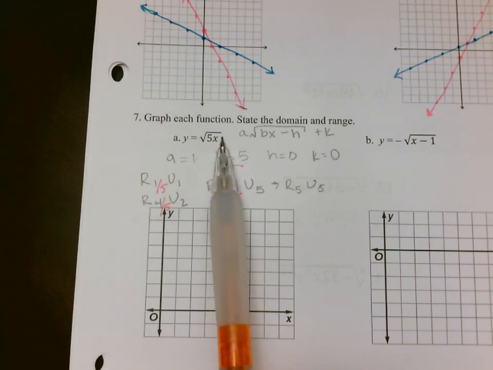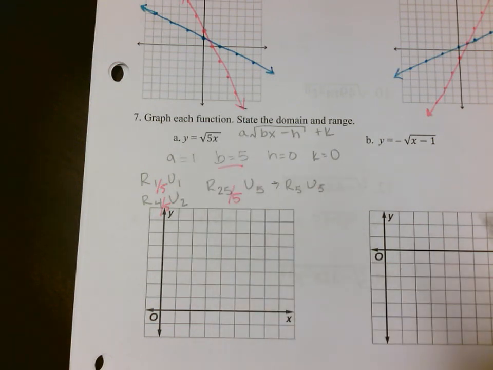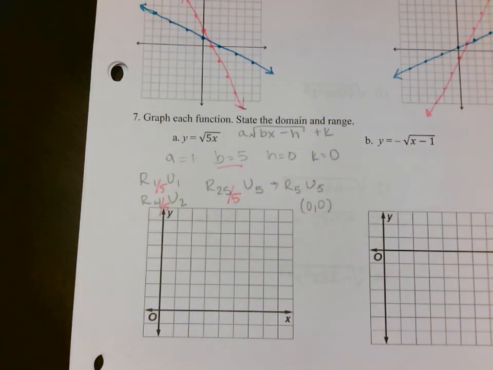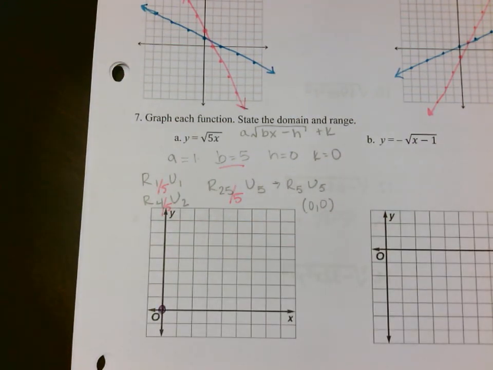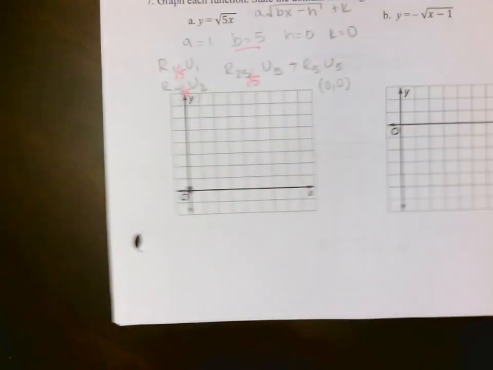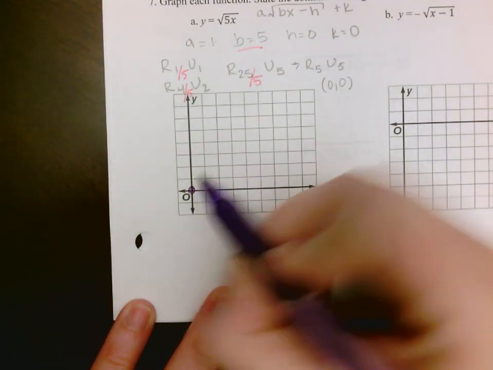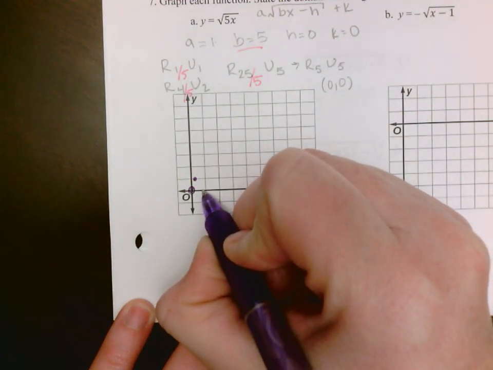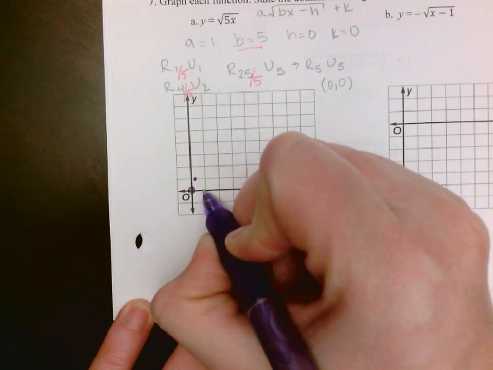For h and k, there's nothing being added to x, and nothing outside the radical, so I know k is 0. So my starting point is 0, 0. So 0, 0 is right here. And so if I use my rule of right 1/5, up 1, that is right here, roughly. Right 4/5, so not exactly at 1, because 4/5 isn't exactly 5/5, which is 1. I'm going to go up 2.